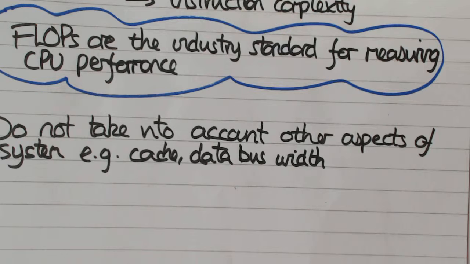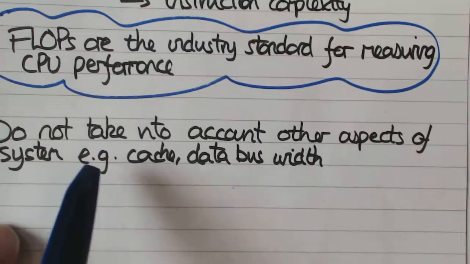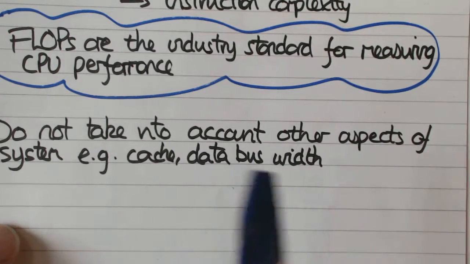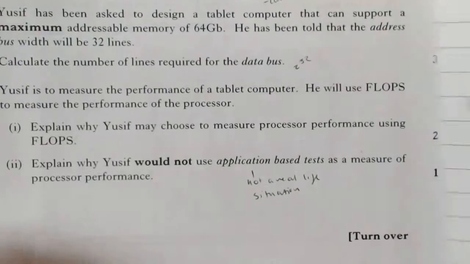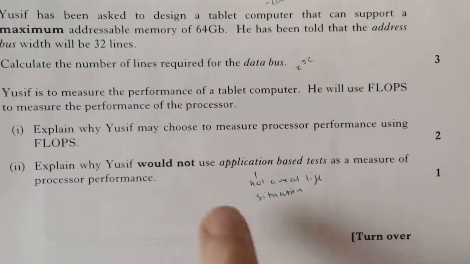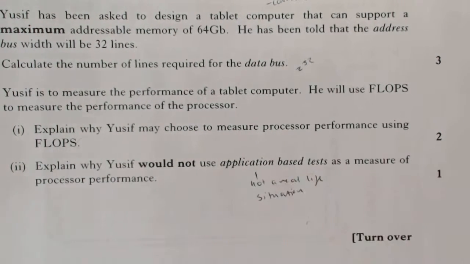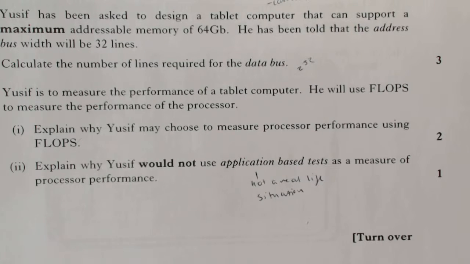Okay, so it's like test driving a car. If you're just wanting to test the aerodynamics, if you go about test driving it, well, what might affect the results is the engine size, the tyres, even the road surface. So it does not take into account other aspects: cache, data bus width, etc. So that's why you wouldn't want to go down the route of application-based testing, because it takes into account all the other hardware, which affects the results. So that's that question answered, hopefully.